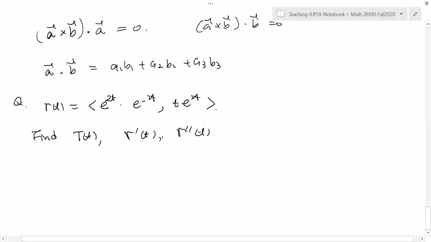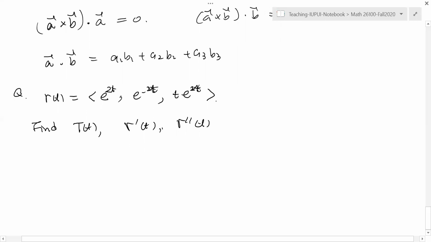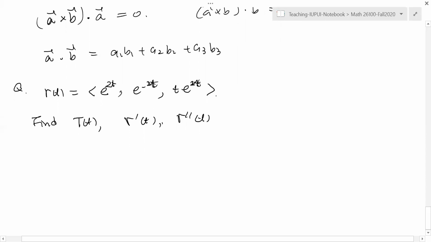Could you read the r of t again, please? r of t is e to the 2t, comma, e to the negative 2t, and t times e to the 2t. Thank you. Now here it involves a second derivative, and we do that the same way: just differentiate the first derivative.